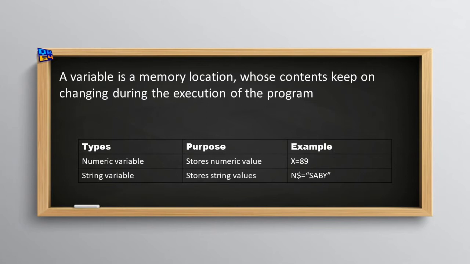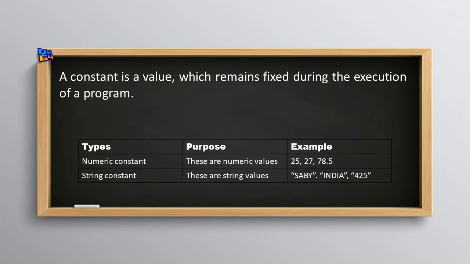A variable name always starts with an alphabet followed by more alphabets or numbers. It can be a maximum of 40 characters long. Now about the constant. A constant is a value which remains fixed during the execution of a program. Constants are of two types, numeric constant and string constant. Numeric constants are the numeric values on which calculations can be done, and string constants are strings or numbers all within double quotes. A string is always written in double quotes.